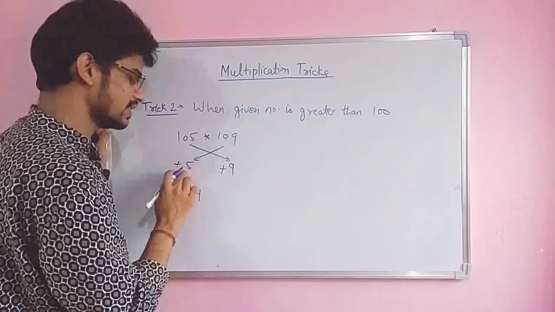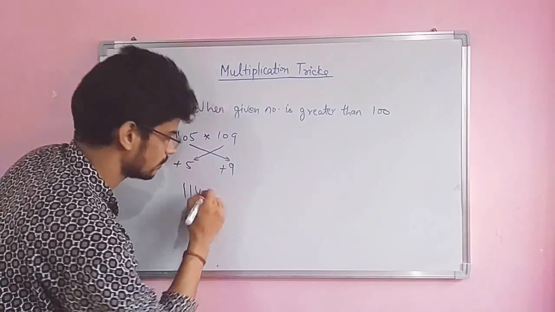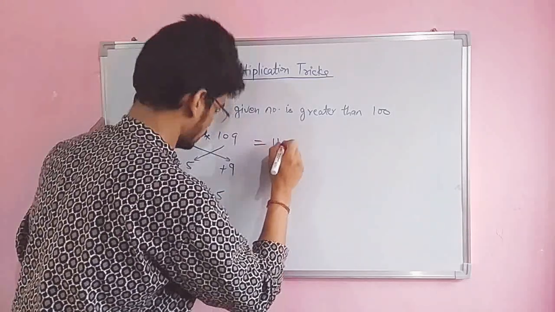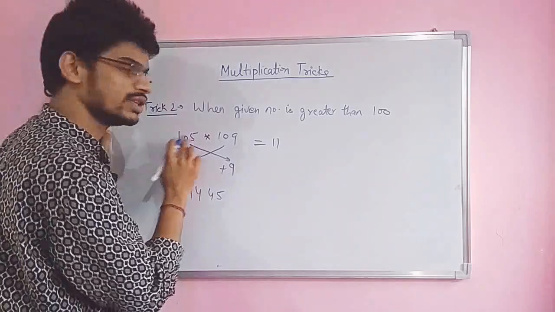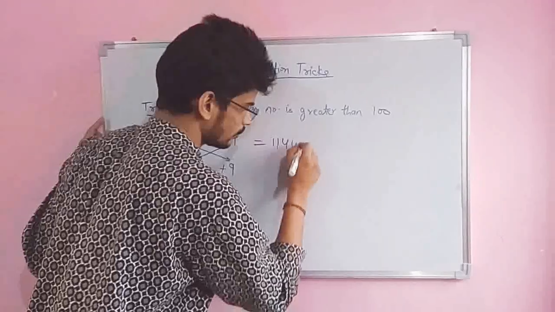Now multiply the digits. 5 multiplied by 9 is how much? 45. So now we get the calculation: the multiplication of 105 multiplied by 109 is 11445.